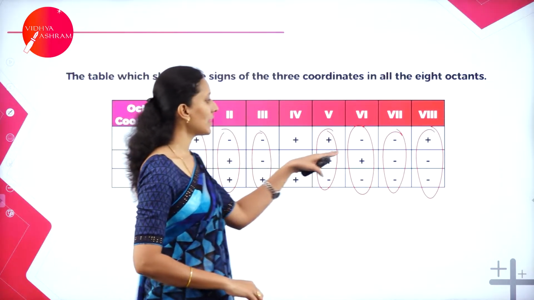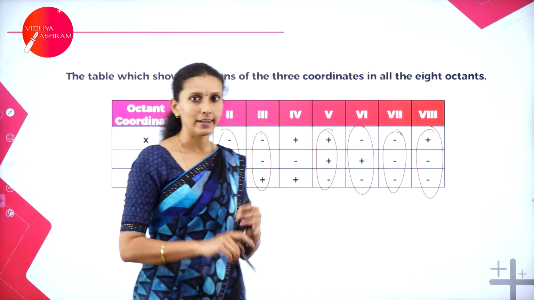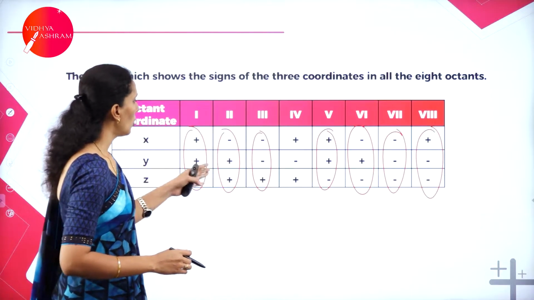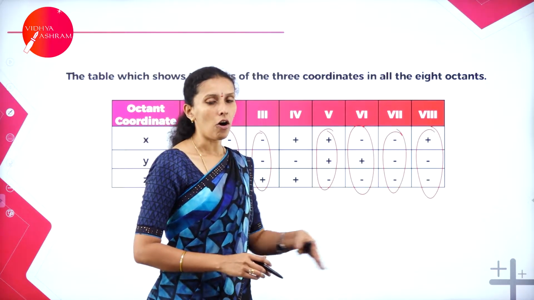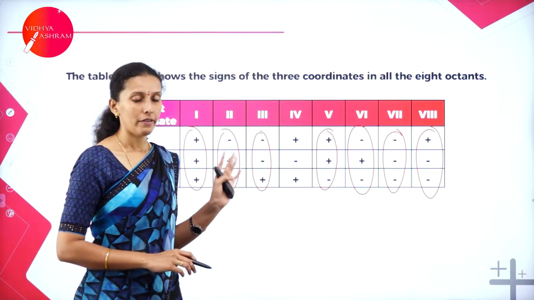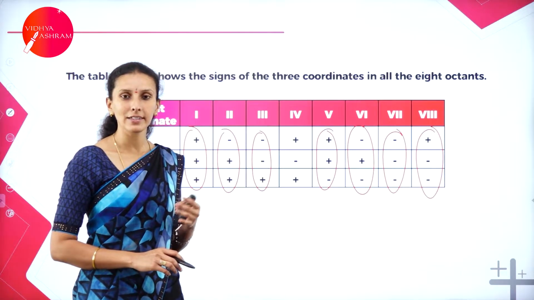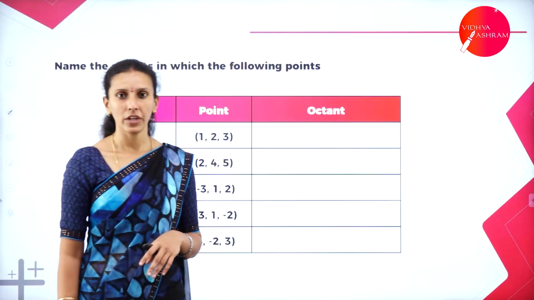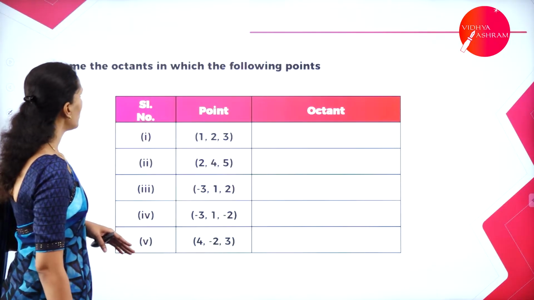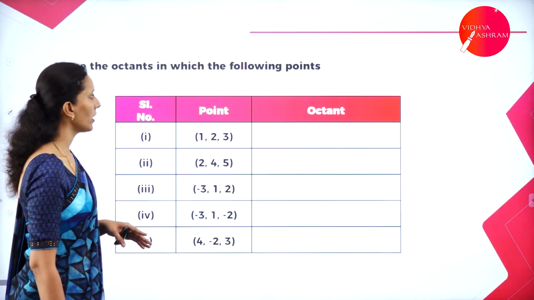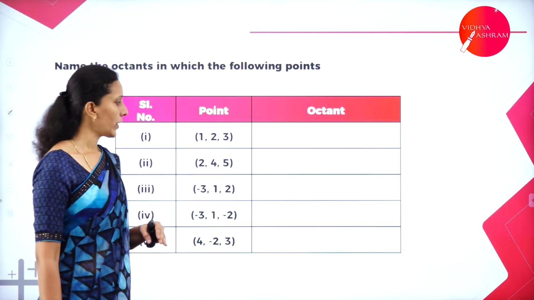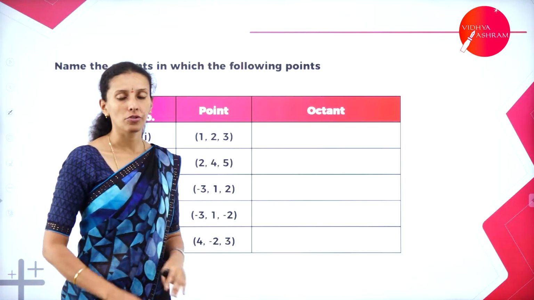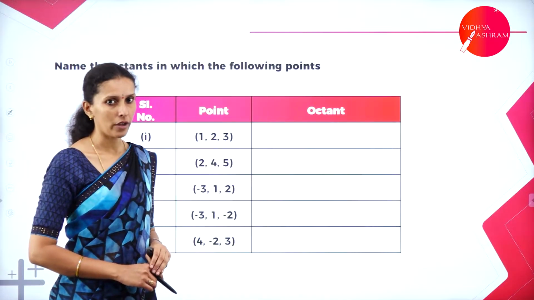You should remember these values to tell in which octant the given point lies. They may ask you a 1 mark question. Looking at the coordinates, you can see whether the point lies in the first octant, second octant, third octant or others. Now here we have taken a question: name the octants in which the following points belong to. I have taken serial numbers for the points. You should mention in which octant the following points lie.